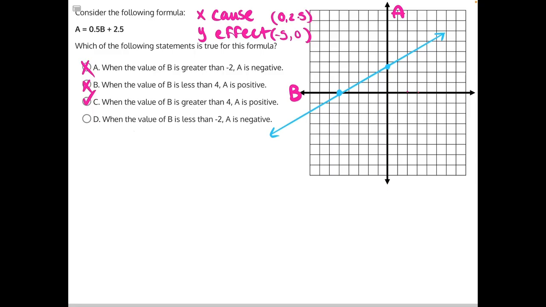But for the sake of the video, I can show you why answer choice D is incorrect. D says when the value of B is less than negative 2, so here's negative 2, it's less than to the left, A is negative. A eventually becomes negative once we pass the b-axis or the x-axis. However, these values to start are all positive A values, making answer choice D incorrect and making C our correct answer.